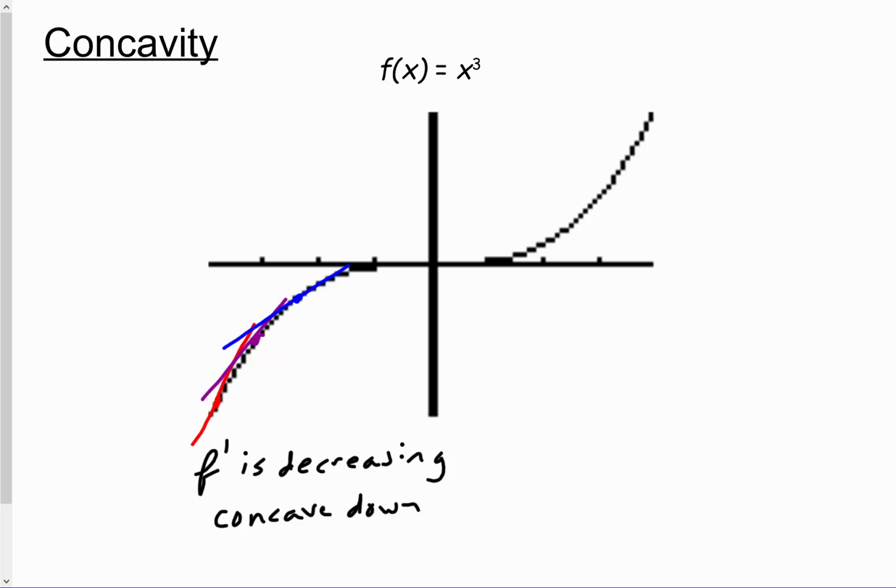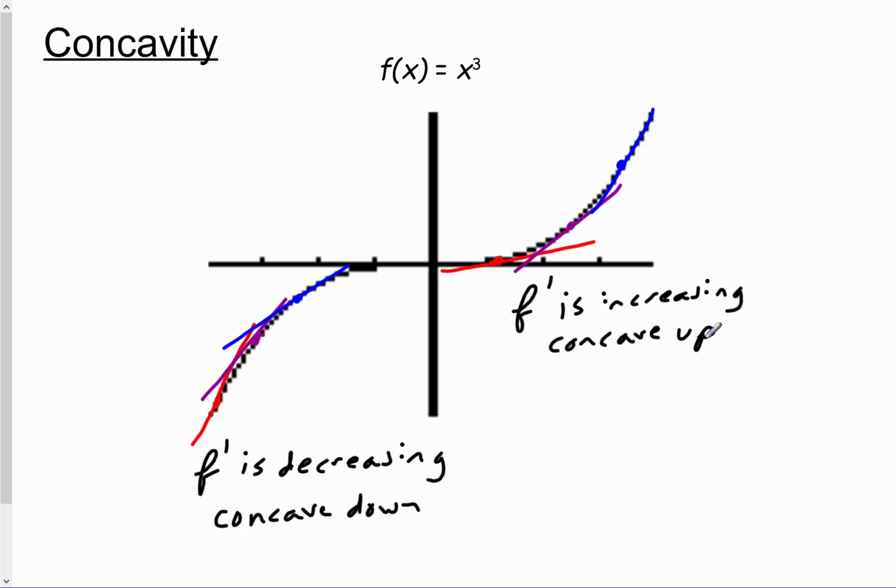If I continue going, what I eventually start to notice is that, continuing moving from left to right, as I start looking at other tangents, the slopes of my tangents are starting to increase. So another name for slope of tangent is derivative, and it is increasing. This is what we call concave up.